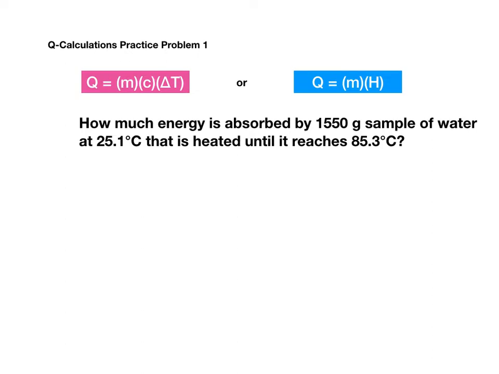Q calculations practice problem number 1. Your first task is to carefully read through the word problem and then use that information to determine which Q formula or Q equation you should use. So how much energy is absorbed by a 1,550 gram sample of water at 25.1 degrees Celsius?